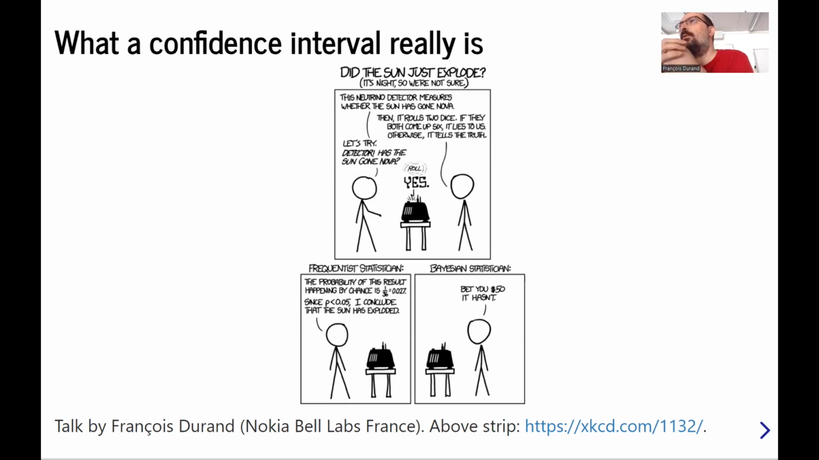So it's very surprising. It would be very surprising that the machine says yes, if the sun is still here. So I conclude that the sun has exploded. I reject the null hypothesis. And the Bayesian statistician answers, okay, do you want to bet $50? Because of course we have a huge prior on the fact that the sun did not explode, and it's much more realistic to think that it hasn't, and just that the two dice come up with the sixes.